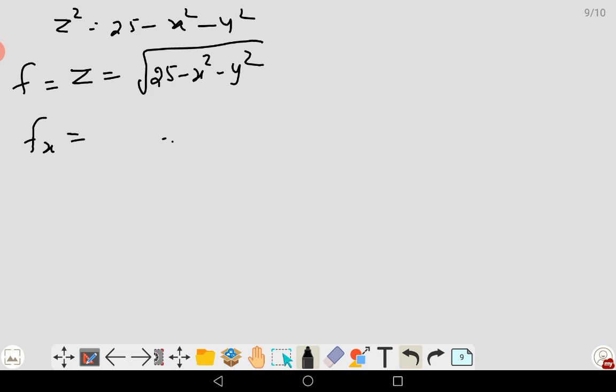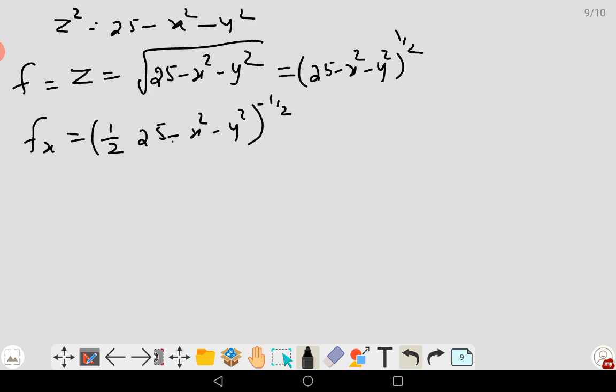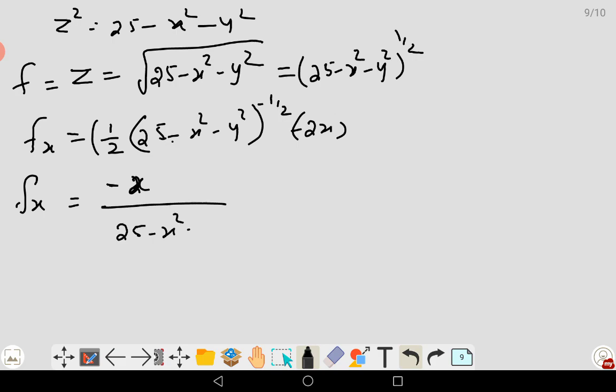So the first derivative fx can be written as 25 minus x square minus y square to the power 1 by 2. So usually 1 over 2, 25 minus x square minus y square to the power negative half, into minus 2x. It will give you fx. 2 can be cancelled, so it will be just negative x over the square root of 25 minus x square minus y square. Verify this one. This is power half, or square root you can use.